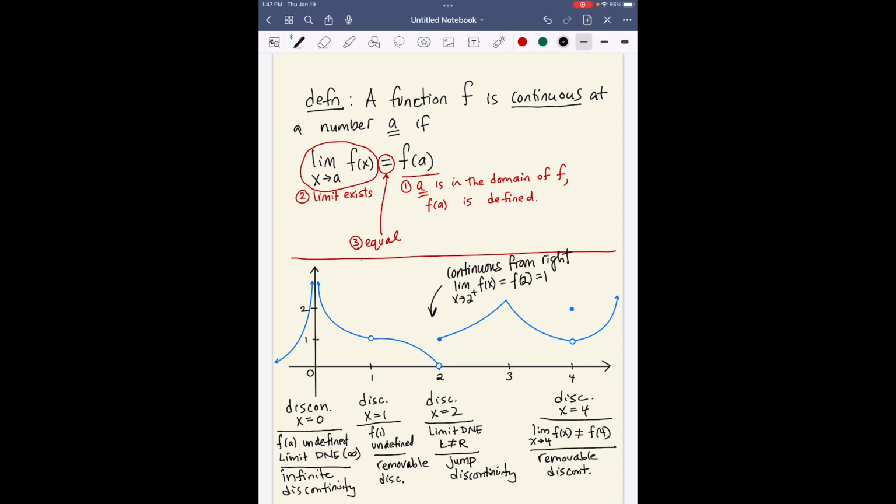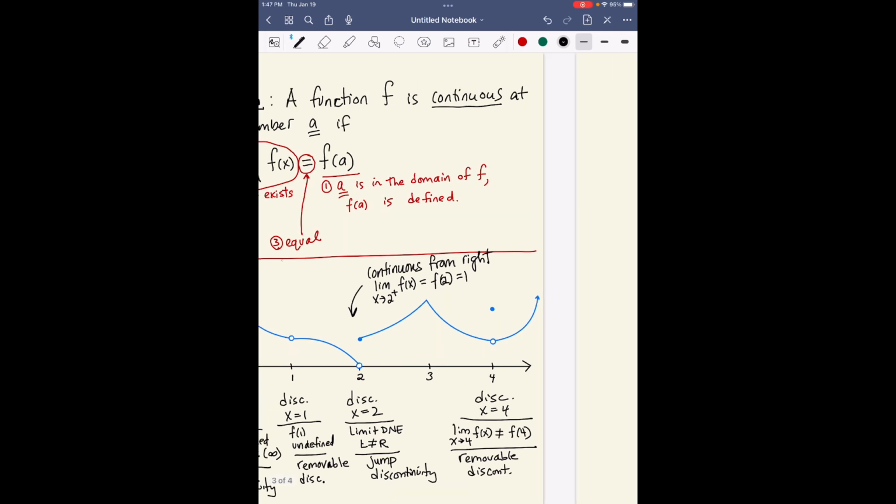And notice how we don't have continuity from the left or right occurring at 4 or 0 or x equal 1, okay? Because the function has to be defined and the limit from the left or right has to exist.